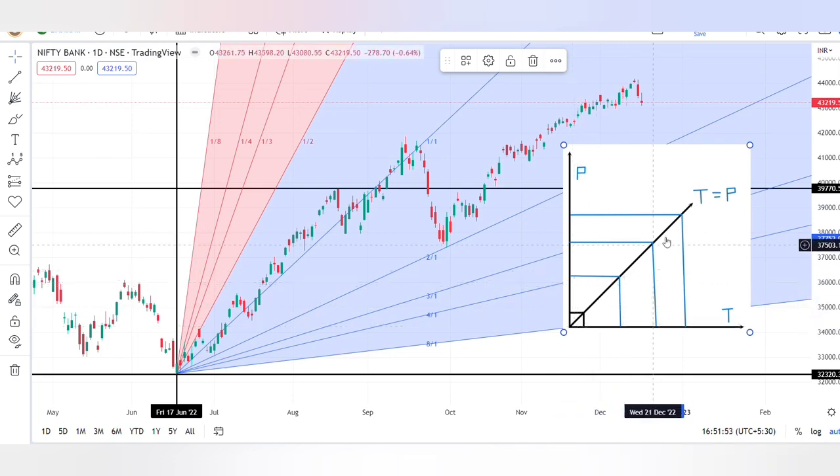Here on this line, at every point our price and time are the same. Here everywhere they all will be the same.